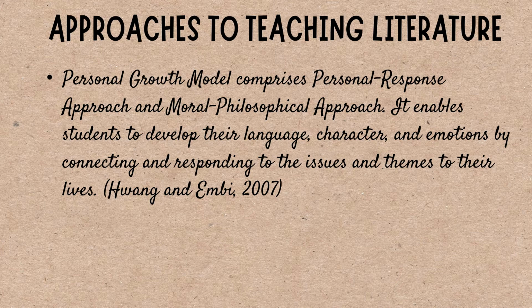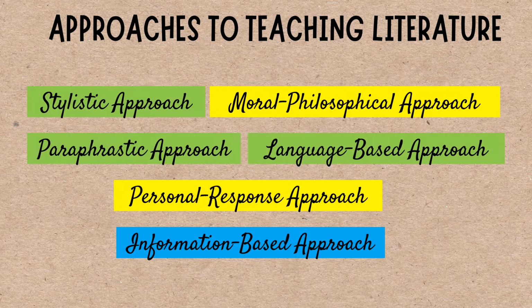Now, to give you a quick mnemonic on how to remember these approaches, or to which model they belong, I have made it color coded. Green is for the language model, the same color code as the model from the previous discussion. Under the language model, we have stylistic approach, paraphrastic approach, and language-based approach. So if you're a teacher who is after developing the language proficiency of your students, you make use of the language model and utilize stylistic, paraphrastic, and language-based approaches.